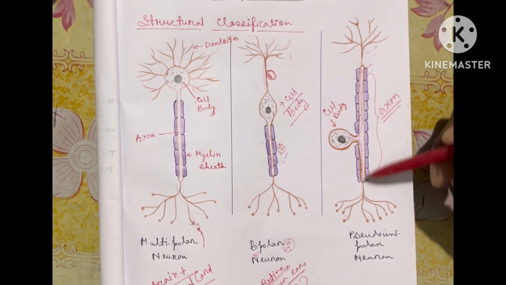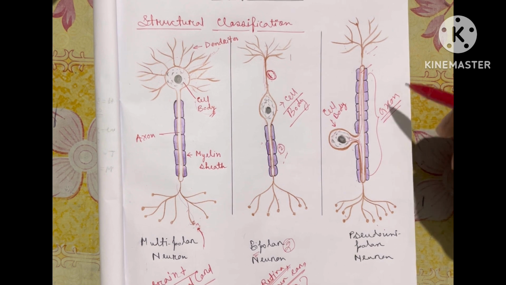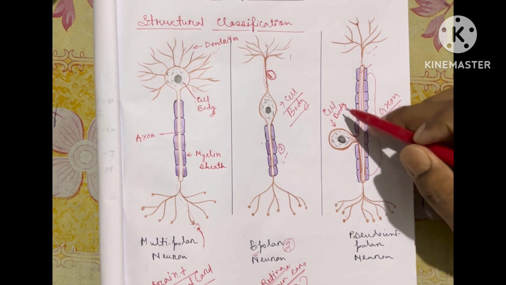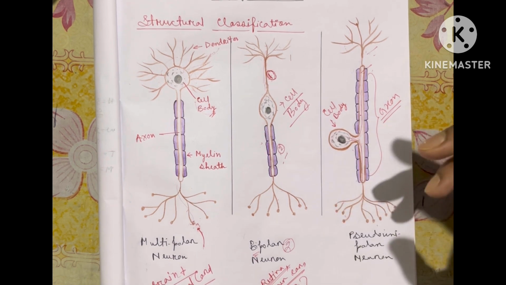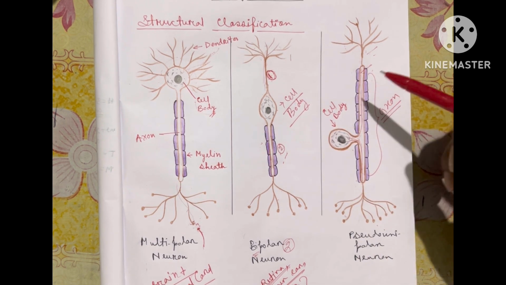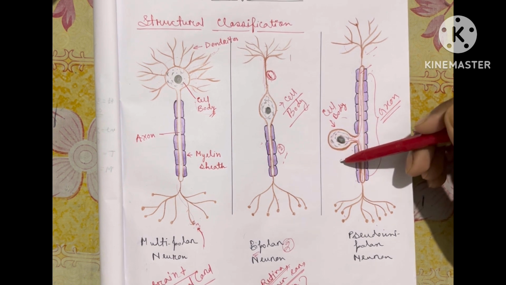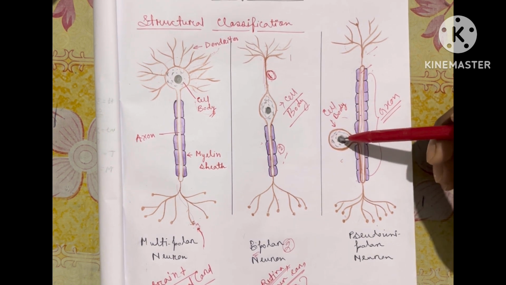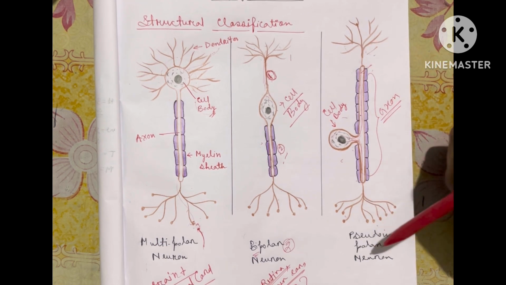So this kind of pseudounipolar neuron is found for bringing sensory signals from the periphery towards the central nervous system. And when we discuss the reflex arc, in the sectioning and anatomy of the spinal cord, we'll come to know that the dorsal root ganglia is also developed with the accumulation of these kinds of cell bodies in the periphery. So this is the pseudounipolar neuron.